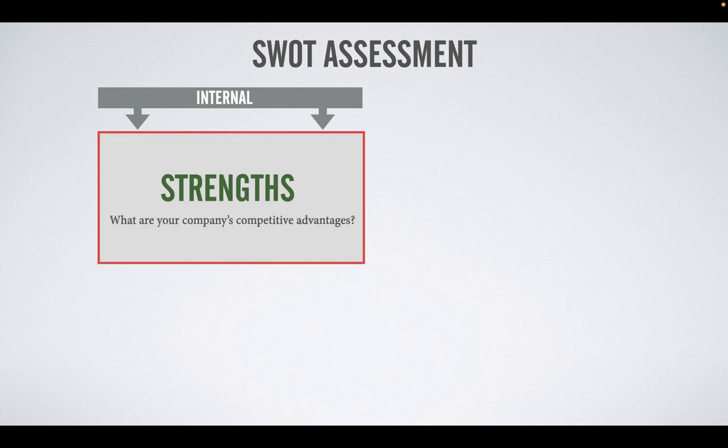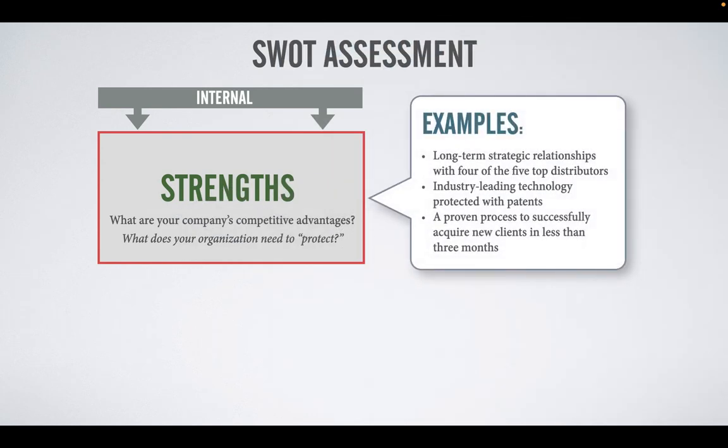What are the things that our organization does really well? What are our competitive advantages? These are typically things that we want to protect. Let me give you a couple of hypothetical examples. Long-term strategic relationships with 4 of the 5 top distributors. Industry-leading technology protected with patents. A proven process to successfully acquire new clients in less than 3 months.